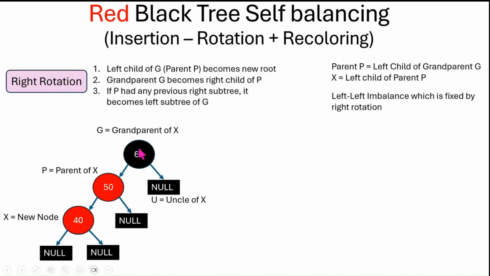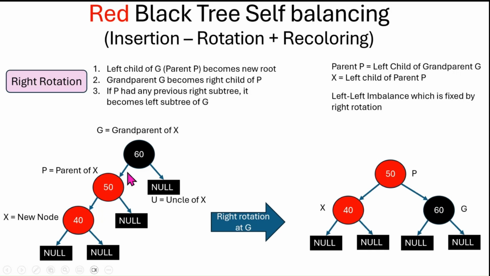So what is the right rotation? Basically the left child of the grandparent, because it is left heavy or left imbalance, becomes the new root and the grandparent becomes the right child of the new root, right? And if the new root had any previous right subtree, then it becomes the left subtree of G, because now the right child of 50 will be 60, right? Like this. The right child of 50 is now 60. So if 50 had any previous right child, then it has to come onto the right side of 50, but it was on the left side of 60, right? So that's why it will become the left child of 60, because the left child of 60 was 50 before. Now that is empty. So we can assign the right child of 50 to the left child of 60. So that is the third point.